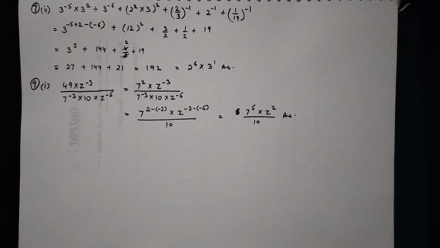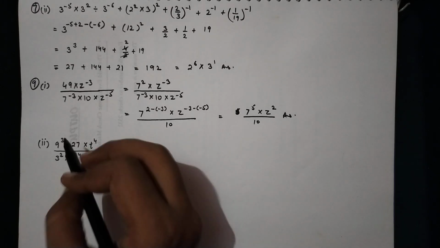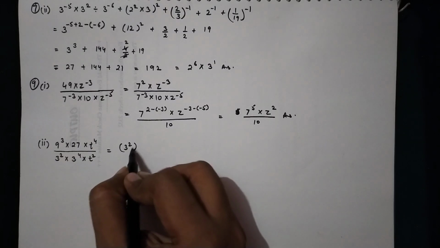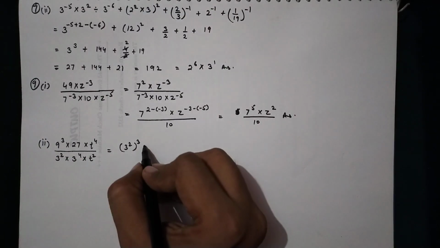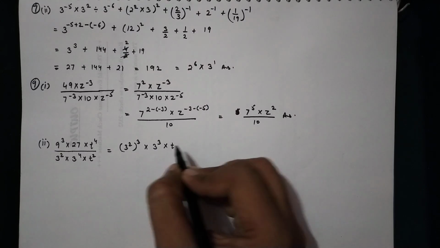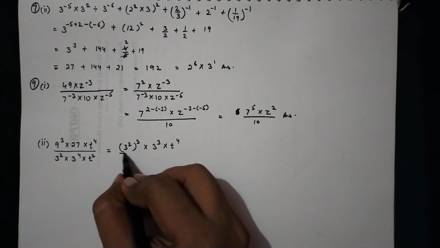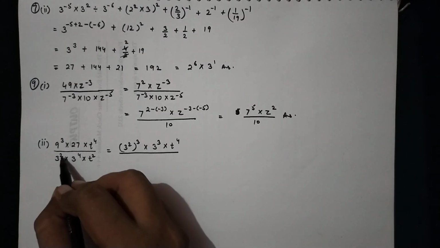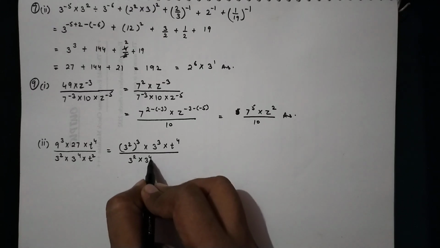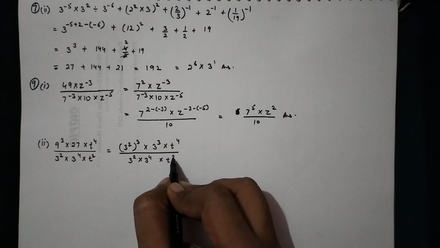This was the first part. Let's see one more part, that is the second part. Now we can write this 9 to the power 3 as 3 to the power 2 whole to the power 3, and here 27 as 3 to the power 3 into t to the power 4, whole upon this one as 3 to the power 2 into 3 to the power 4 into t to the power 2.